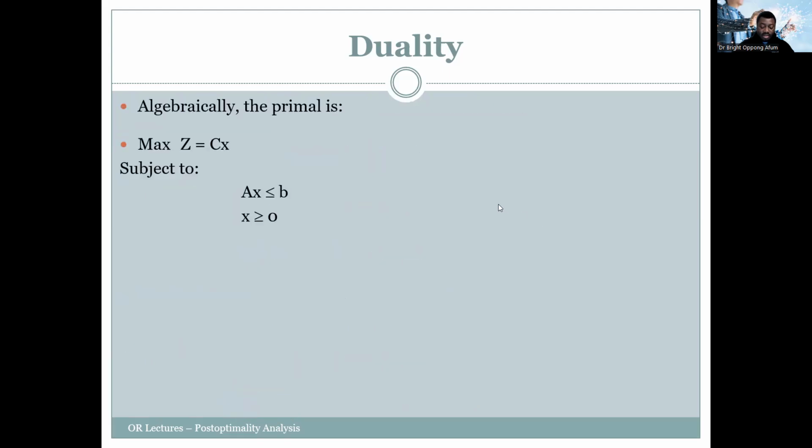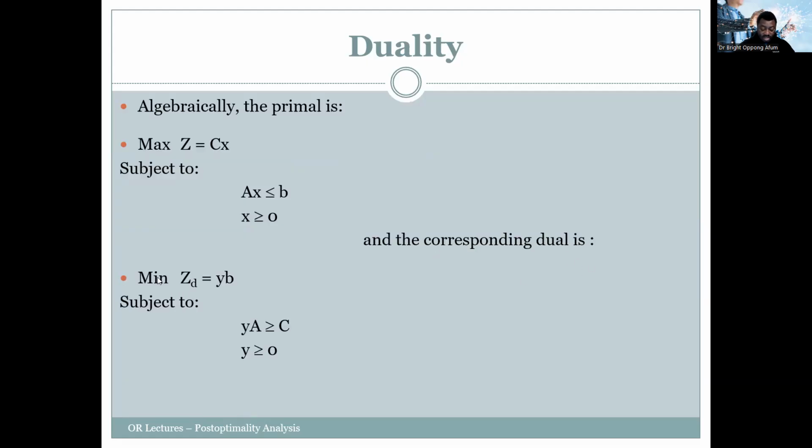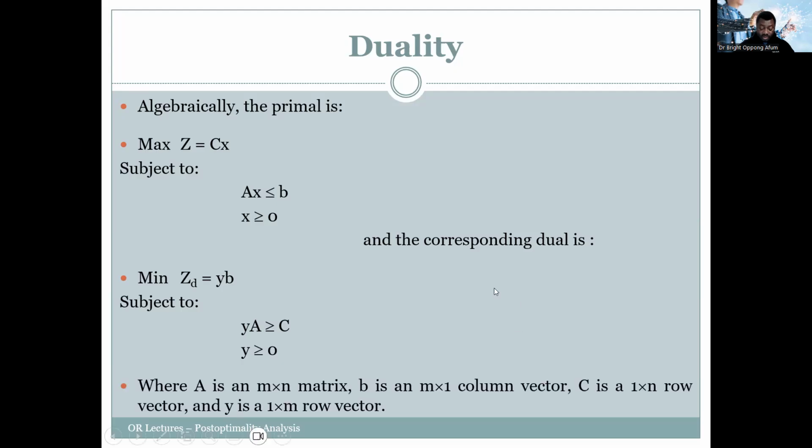So algebraically, we'll see that the primal is max z = cx, subject to ax less than or equal to b, right? And the corresponding dual is the minimum zd, equal to yb, subject to ya greater than or equal to c, and y is also greater than or equal to 0. So if we look at this, A is an m by n matrix, b is a column vector, and c is a row vector, right? y is a row vector, right?